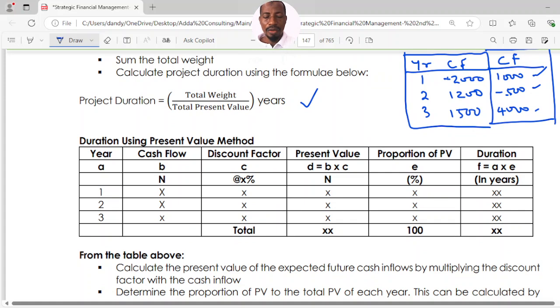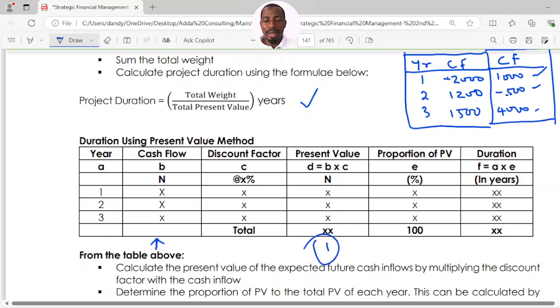Okay, then if you want to use the present value method to calculate the project duration, again, I can even shorten this one. Instead of 7 columns, I can shorten it to 5 columns. I will just remove the cash flow column from the template. But in any case, when you want to calculate project duration using the present value method, the first step you need to do is to calculate present value of each year. This is the first step.